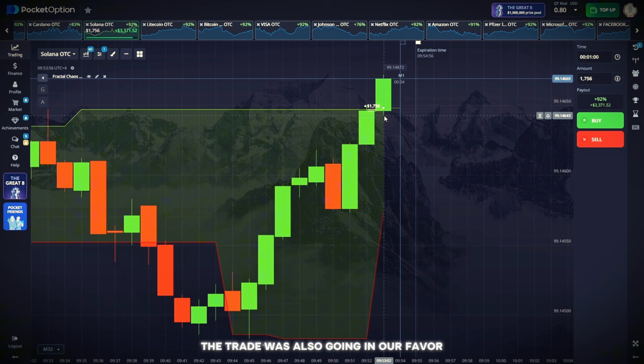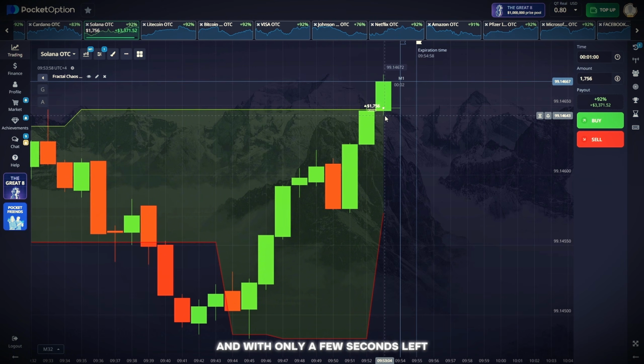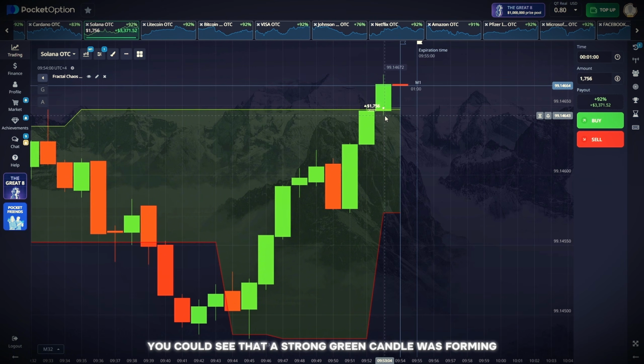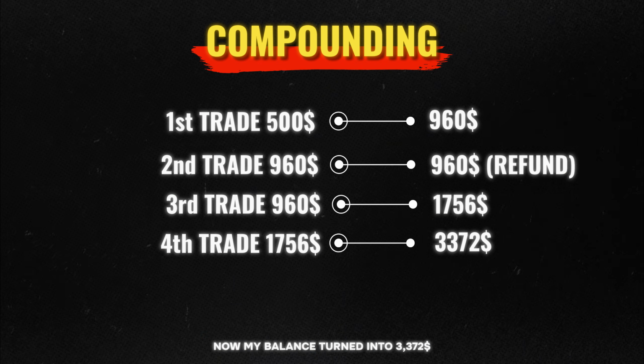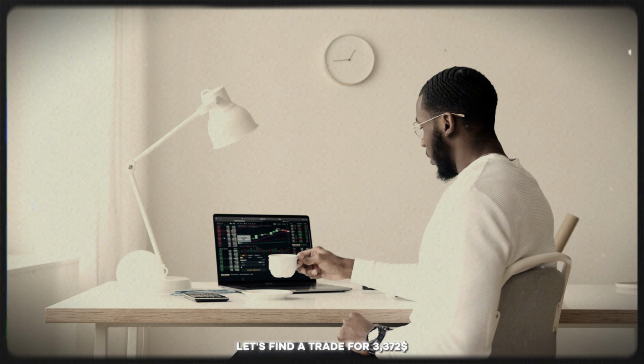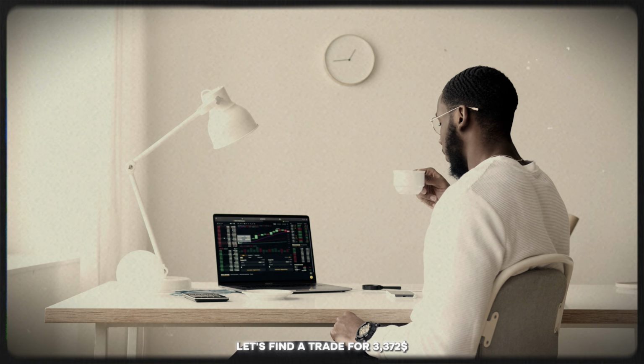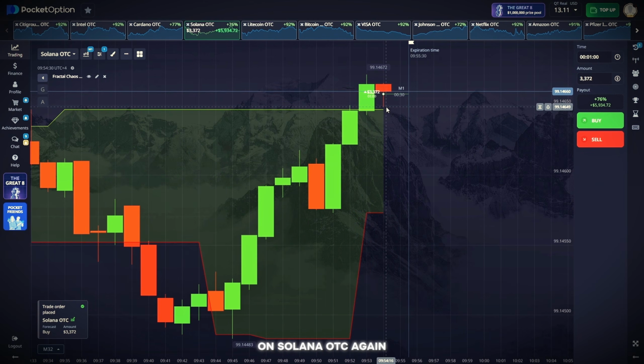The trade was also going in our favor, and with only a few seconds left, you could see that a strong green candle was forming. I won my trade again. Now my balance turned into $3,372. Let's find a trade for $3,372 on Solana OTC again.